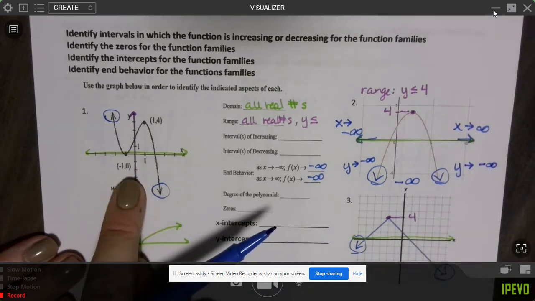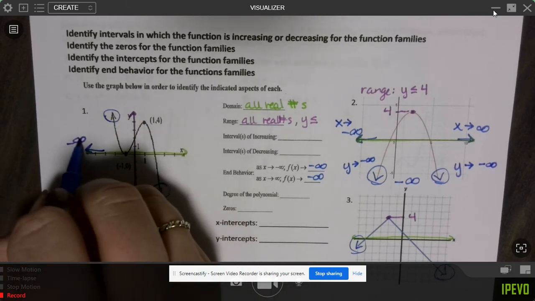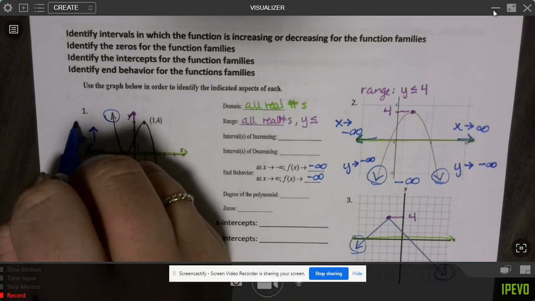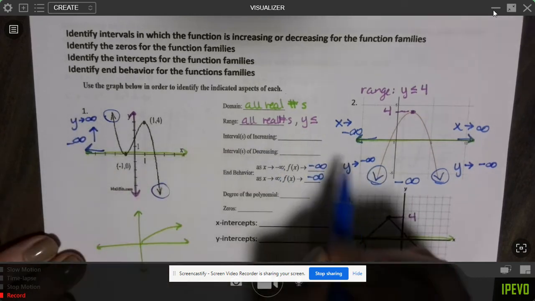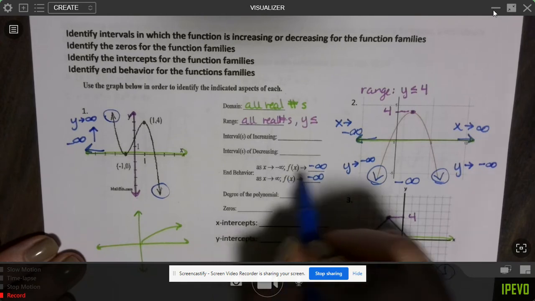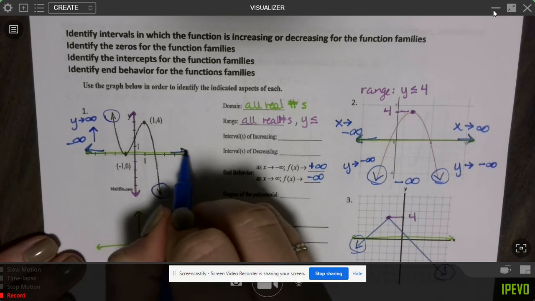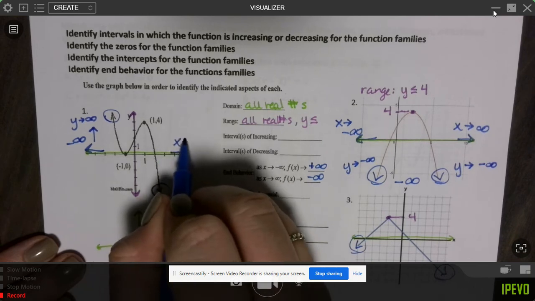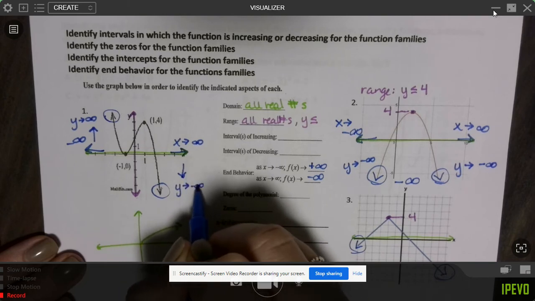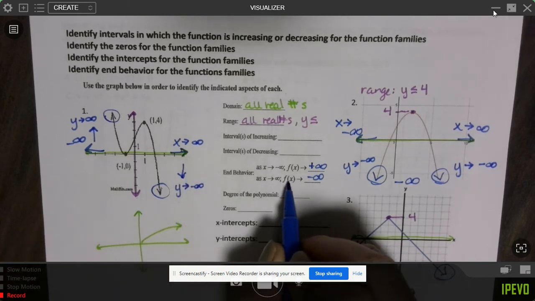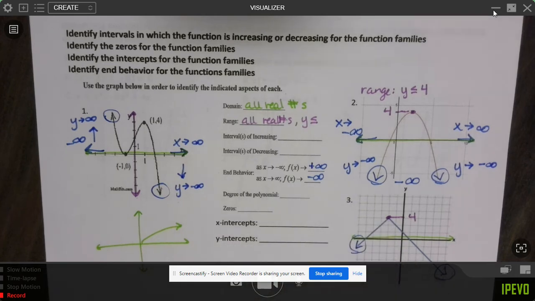In this case, it's going to be doing two different things. As your x is getting closer towards negative infinity, your y is actually pointing up towards positive infinity. So in this case, as x is getting closer to negative infinity, your y is actually increasing towards positive infinity. As your x is getting bigger and going towards positive infinity, your y is actually pointing down towards negative infinity. So as x approaches positive infinity, your y, your function, is decreasing. It's going towards negative infinity.